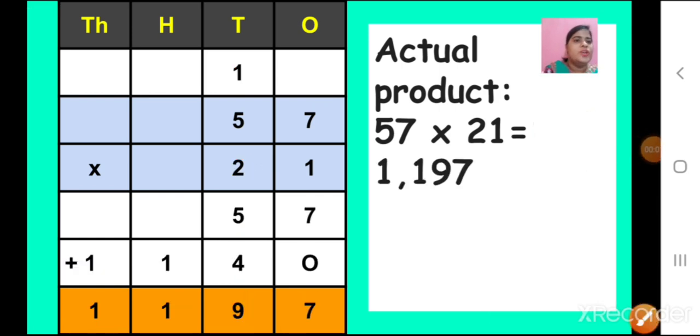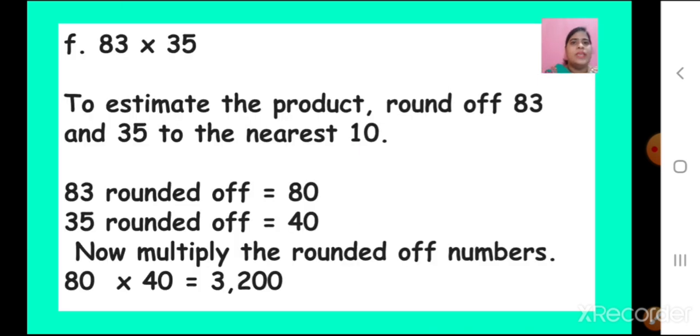Yes, children, so note it down properly. Do it on your own. Try to do the multiplication on your own, and then check your answer whether it is correct or not. Now moving towards the next question. F1. 83 multiplied by 35.